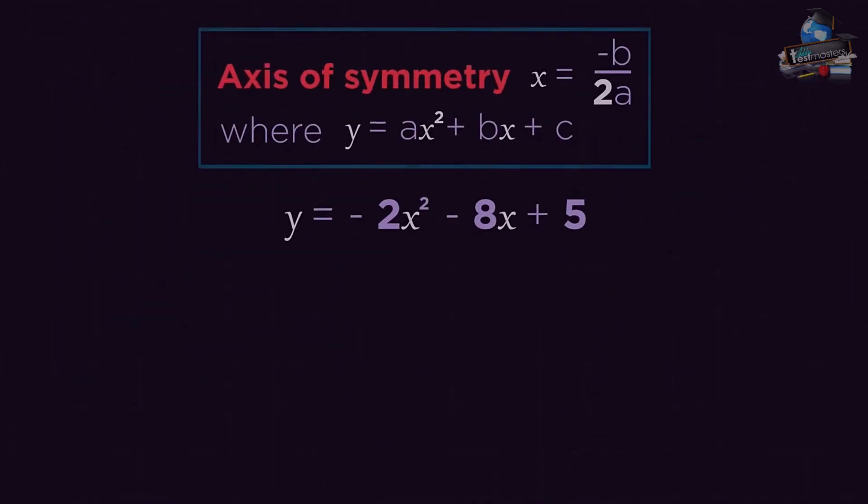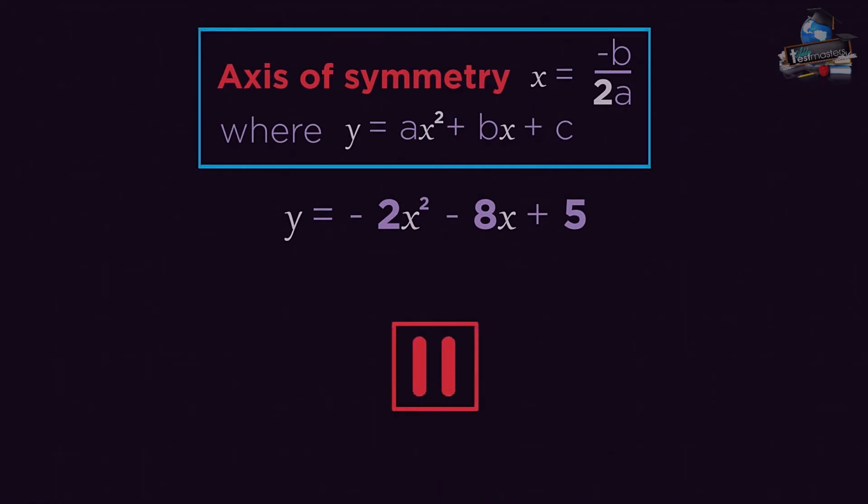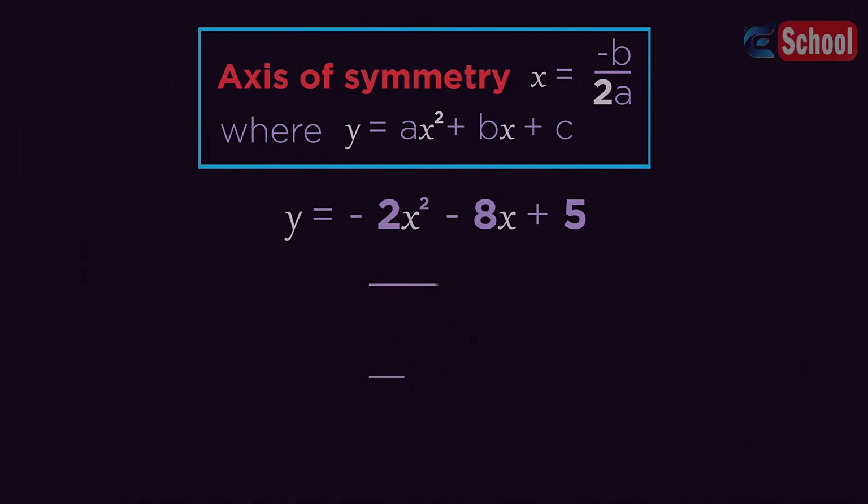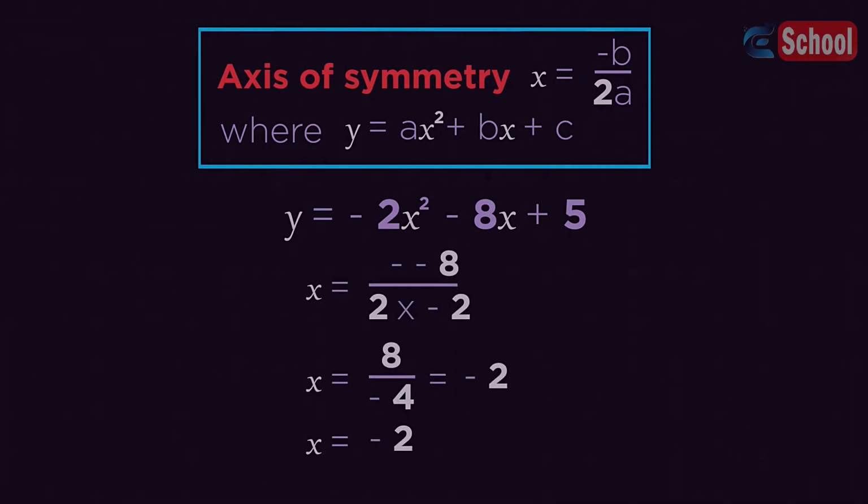Can you find the axes of symmetry for this quadratic? Pause the video, work out the answer, and click play when you're ready. Did you get x is -2 as the line?